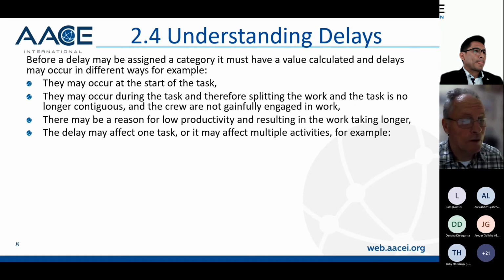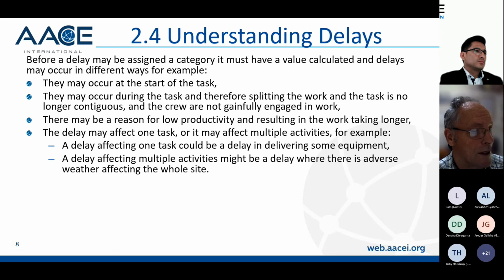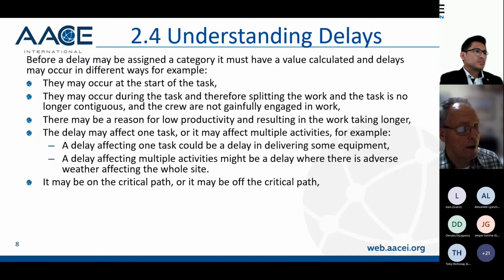The delay may affect one task or may affect multiple activities. So for example, a delay affecting one task could be a delay in delivering some equipment, whereas a delay affecting multiple tasks might be a delay where there's adverse weather affecting the whole site. It may be on the critical path or it may be off the critical path. And most contracts state that a delay must impact the critical path.